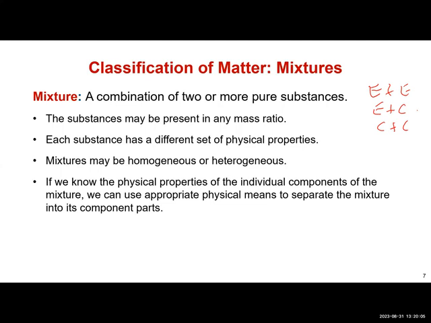The physical properties of components of a mixture could be used to separate the mixture into its components. For example, sodium chloride and water is a homogeneous mixture. When you evaporate water, the water goes away, leaving the sodium chloride. Therefore, physical means can separate mixtures into components.